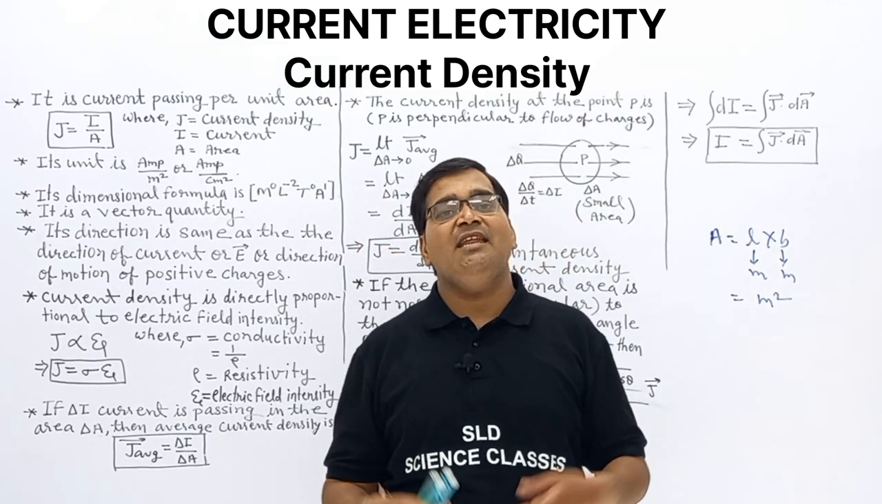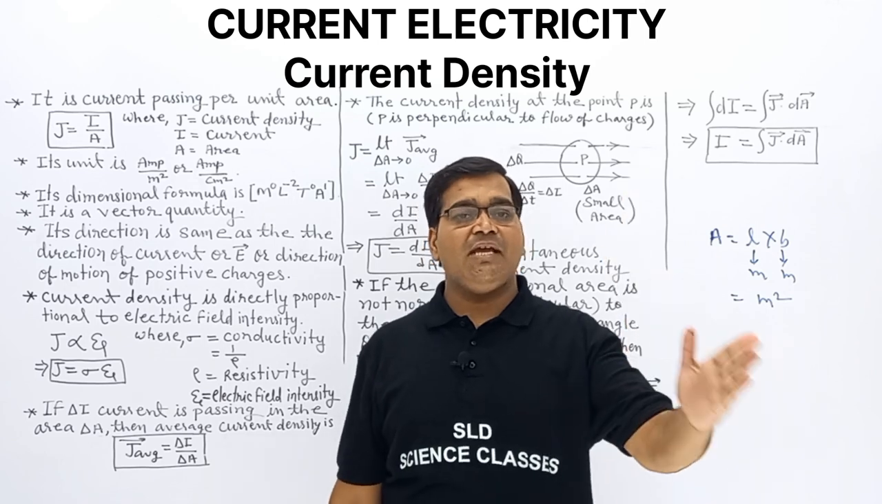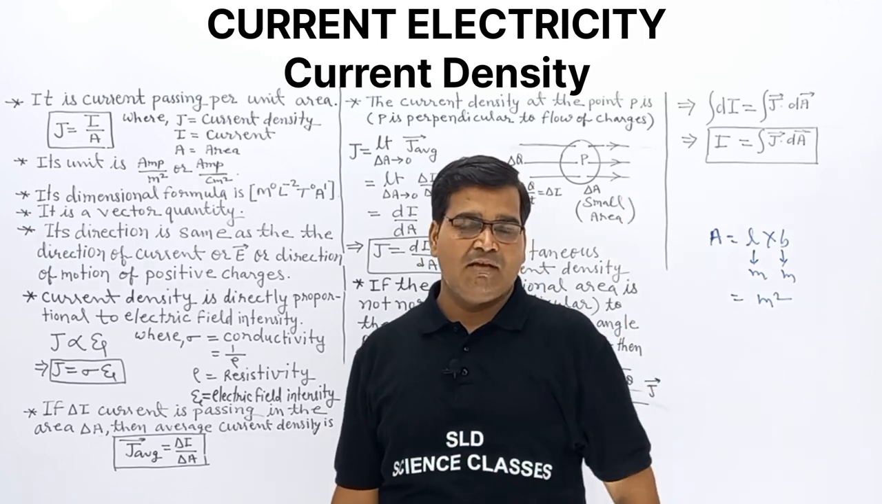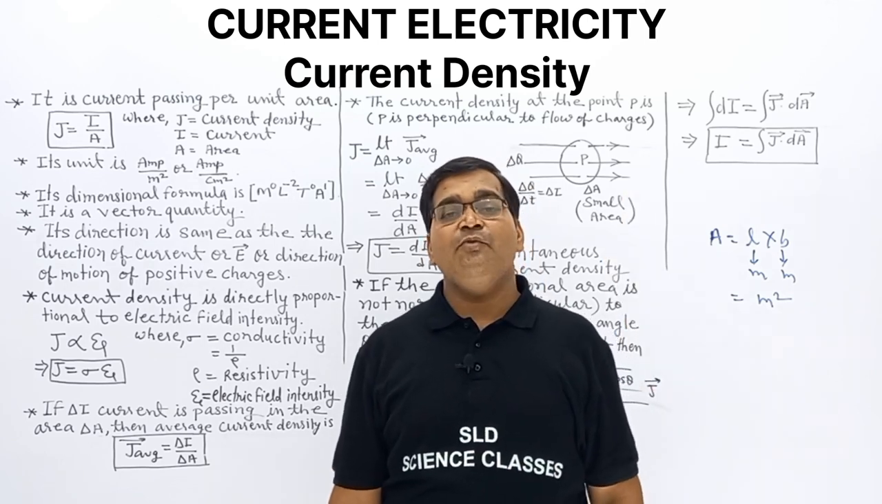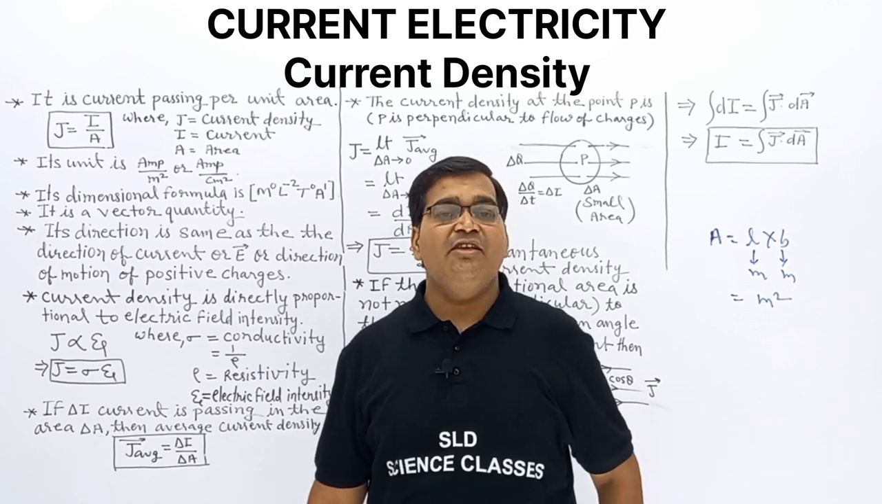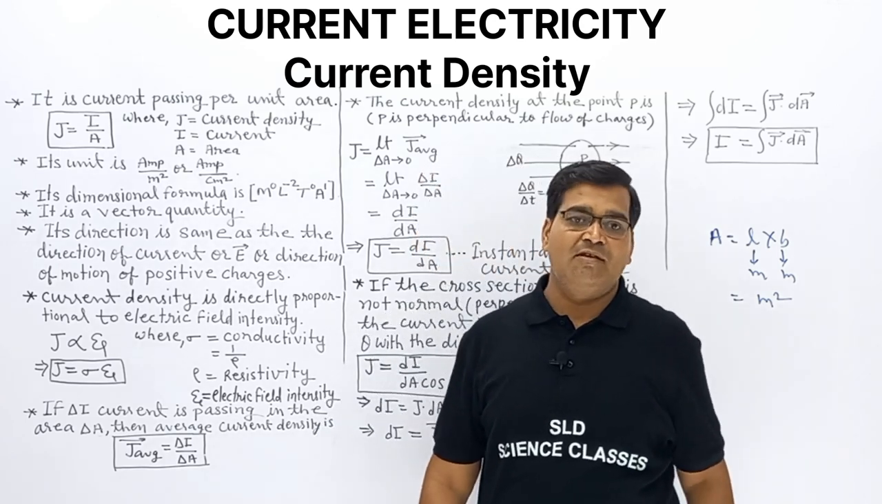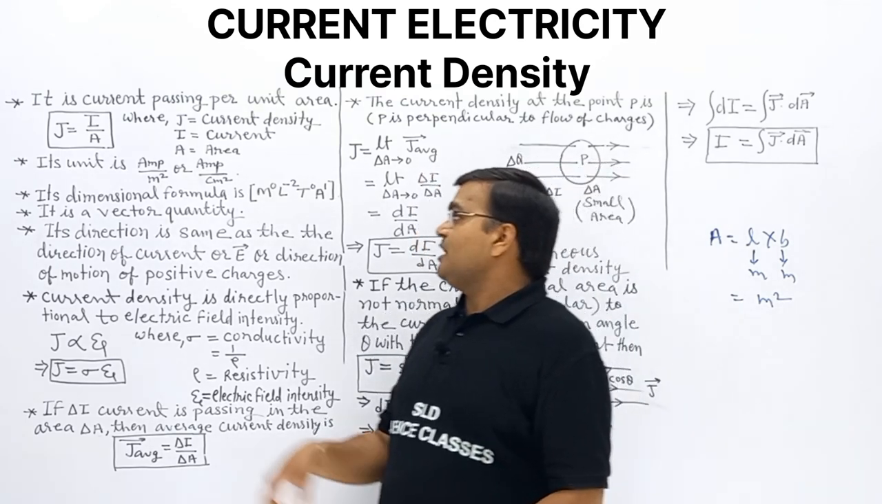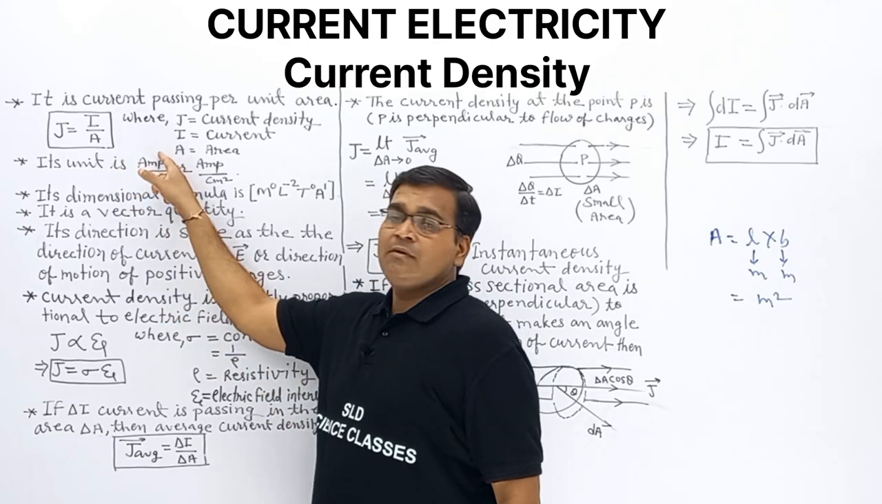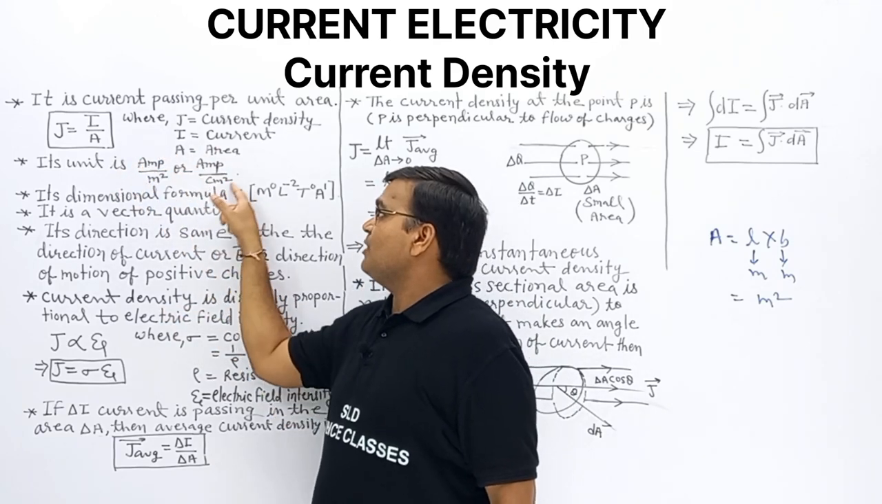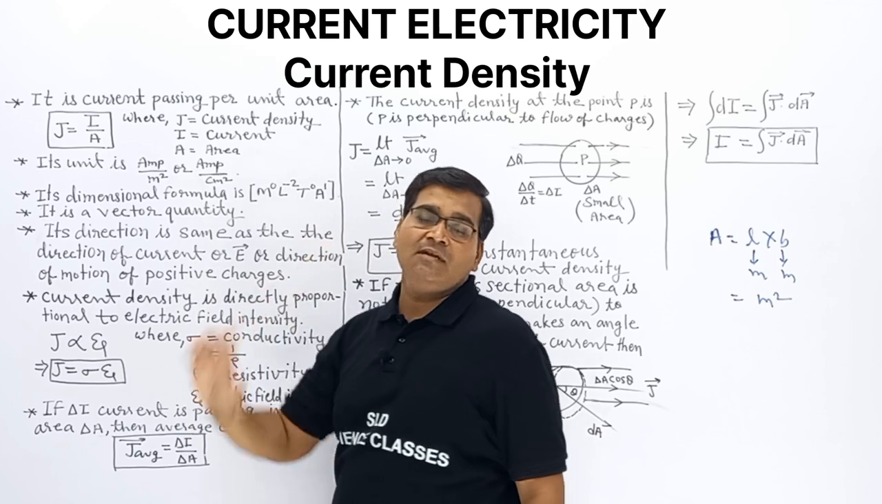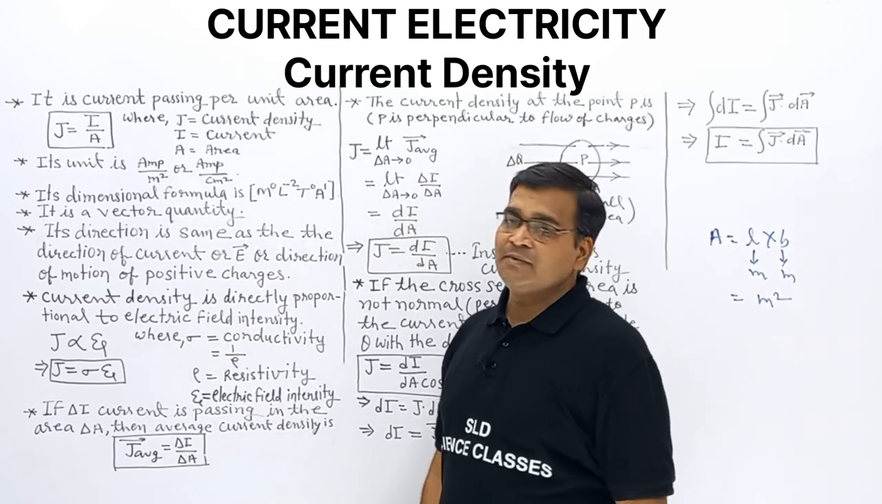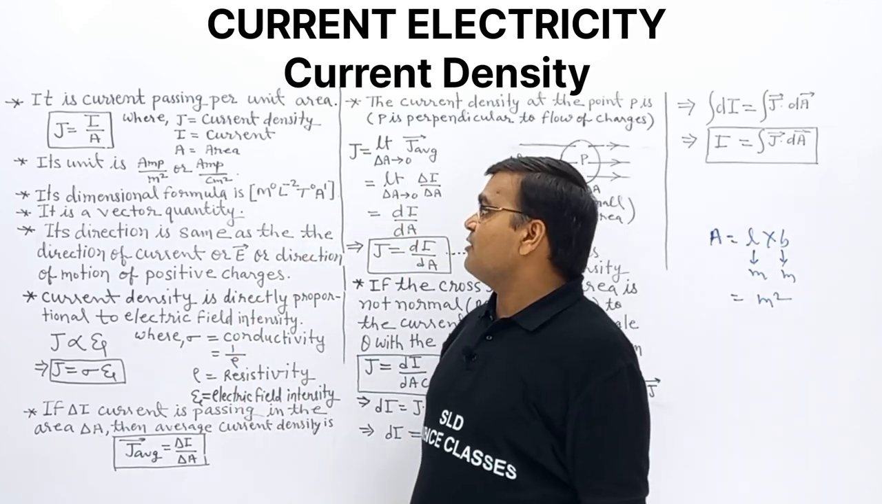In the 11th standard we studied different systems of units. We have three types: MKS, CGS and FPS. And internationally we follow SI, the International System of Units. So in MKS we have ampere upon meter square, and in CGS we have ampere upon centimeter square. And what will be its dimensional formula?